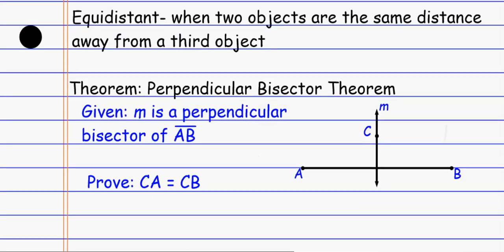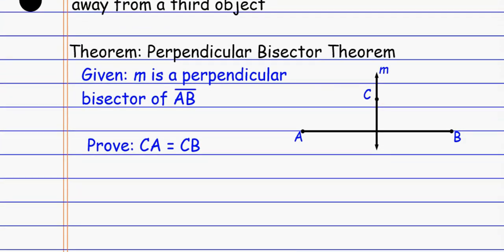Let's talk about the perpendicular bisector theorem. In this scenario, M is a perpendicular bisector to AB, and I want to prove that if some point C is on this perpendicular bisector, then C is the same distance from A as it is to B. The idea is that any point on a perpendicular bisector should be the same distance away from the endpoints of the line segment that's being bisected. That's what I'm trying to prove here.